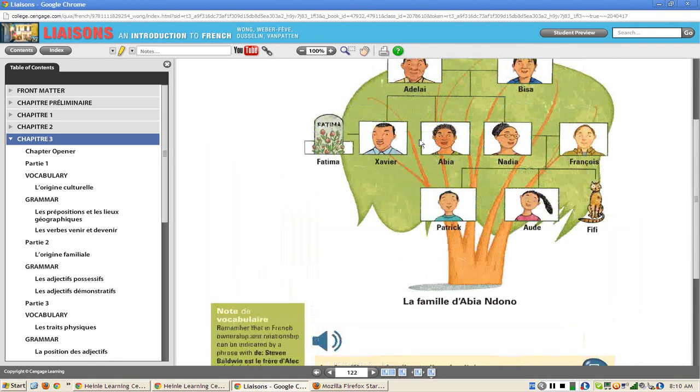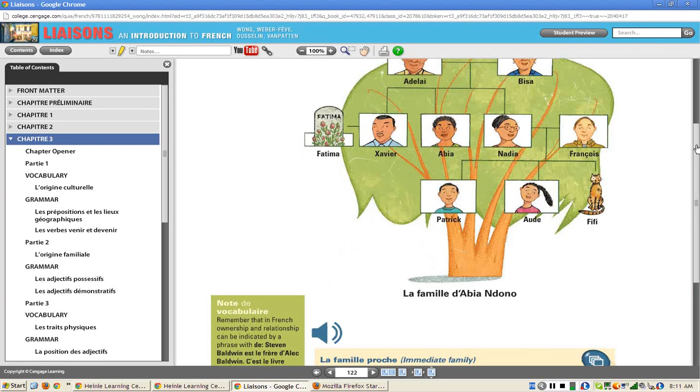And then the next level, les parents, n'est-ce pas? Nadia et François, ce sont les parents de Patrick et Aude. Et puis Xavier et Abia, n'est-ce pas? Ce sont les enfants, oui, ce sont les enfants d'Adelaide et de Bisa. Mais ce ne sont pas des parents. They aren't parents. Ils n'ont pas d'enfants. They don't have children. Mais Nadia et François, ce sont les parents.